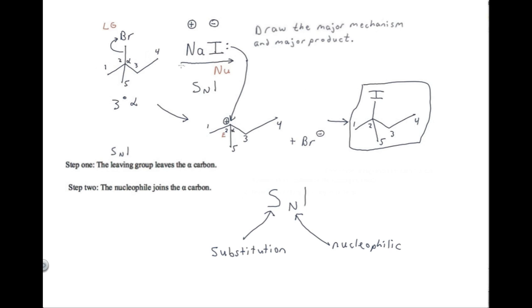The thing that is getting replaced in this molecule is the bromine, and the thing that is replacing it is a nucleophile. So this is called a nucleophilic substitution because it's a nucleophile that's going to take the place of the previous thing that was in this position in the molecule. In the term SN1, S stands for substitution, N stands for nucleophilic.